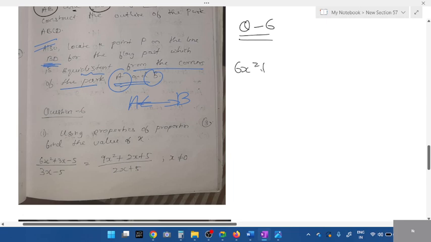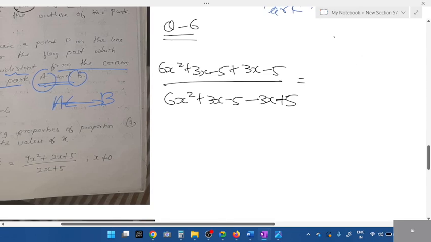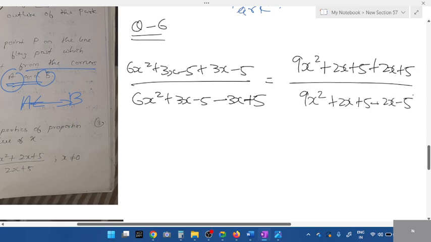Using the property of proportion, find the value by componendo and dividendo. Look here, 6x square plus 3x minus 5 plus 3x minus 5. 6x square plus 3x minus 5 minus 3x and minus 5, students. Minus into minus is plus 5. Remember this. Because if you subtract it, you get minus, and minus into minus is plus. 9x square plus 2x plus 5 plus 2x plus 5. 9x square plus 2x plus 5 minus 2x minus 5. You should get minus 5.